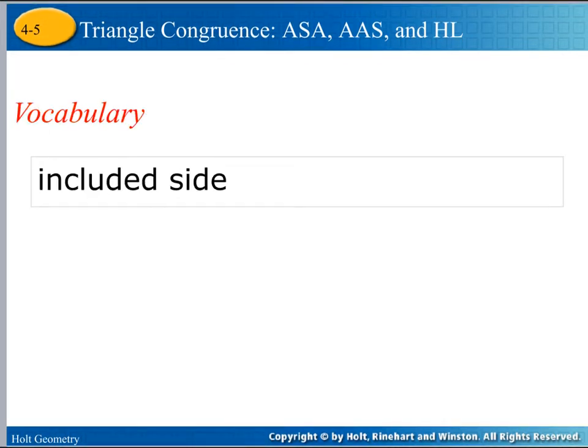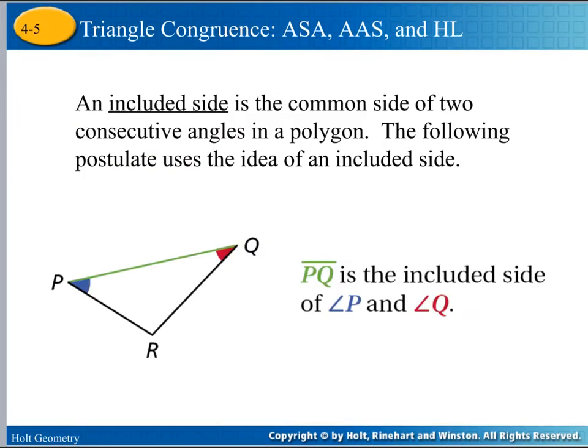So you remember when we were talking about side, angle, side, that we talked about included angles. Well, today we have a new vocabulary word, and it is talking about included sides. So what is an included side? Well, it's the side that's between two consecutive angles in a polygon. Now this word consecutive just means in order. So if I'm looking at this triangle in this picture here, I can see P and Q. They're consecutive. First P, then Q. And so the side that's included between them would be this side PQ.